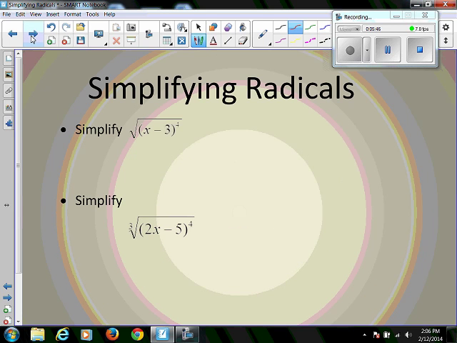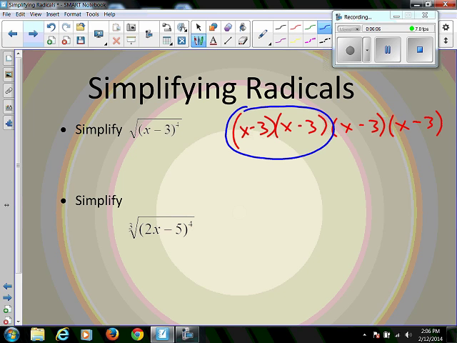Now, this one looks a little different. But remember, x minus 3 to the 4th power, all that is x minus 3 four times. If I write it 4 times, now I want to make groups of 2, because I have square root. How many groups of 2 did I make? 2 groups. So what was my base here? X minus 3. And I made 2 groups, so squared.